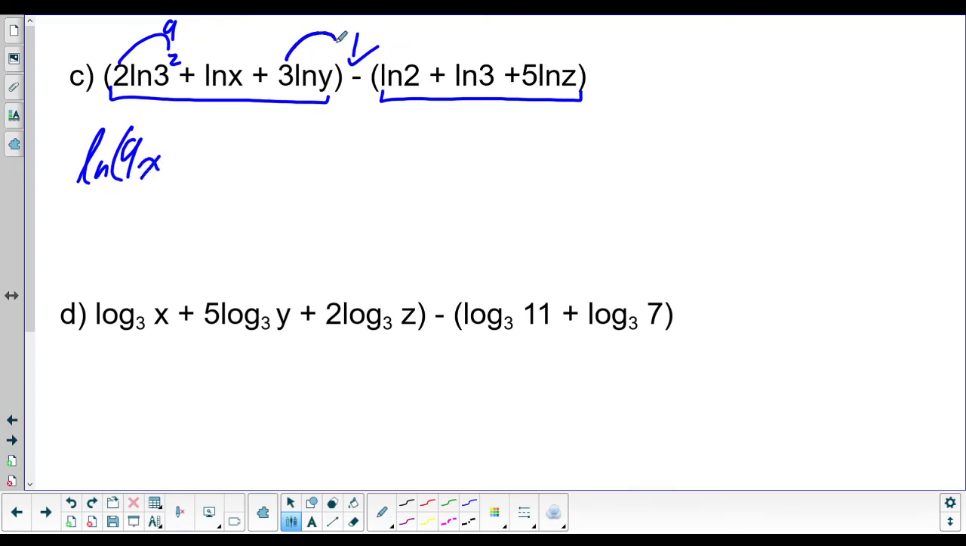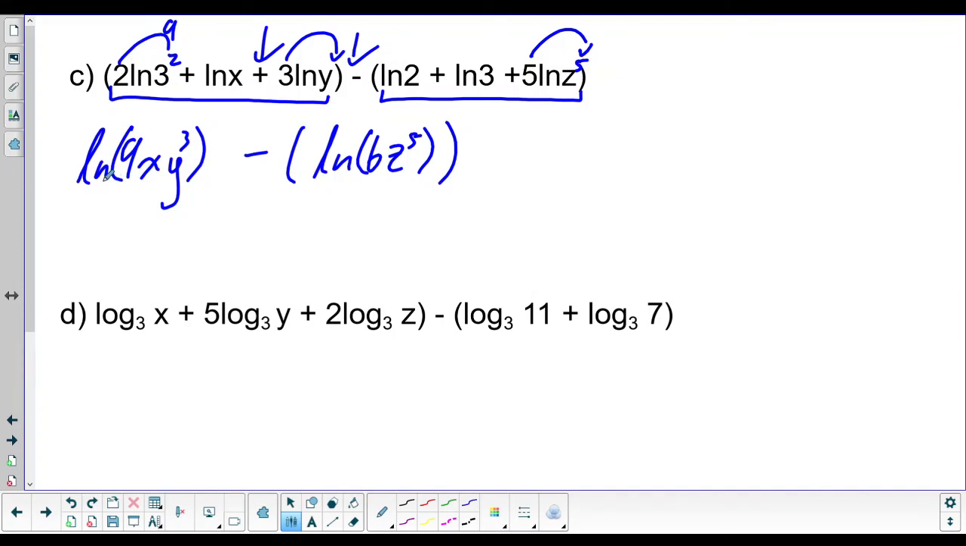Here, we're going to move our 3 in using the power rule. And then we have y to the 3rd power. So times y to the 3rd power. And it's also being multiplied because of the plus. Then we have minus. Here we have the natural log of 2 plus the natural log of 3. We can multiply these. And then this 5 will go in onto the z like that. So this is going to be the natural log of 2 times 3 would be 6. And then the 5 goes in onto the z, and we have z to the 5th.